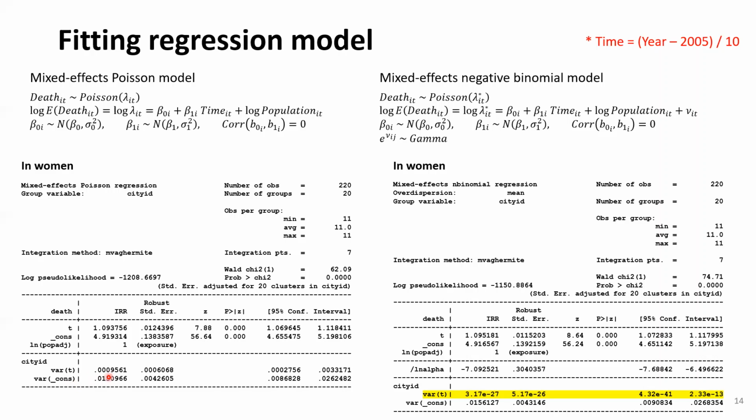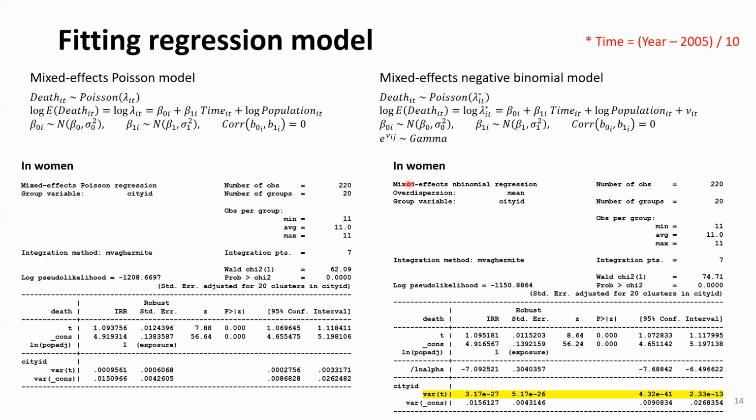Okay. But for the mixed effect negative binomial model, the random slope variance is very small, almost 0. So it means that there is no difference in slope across cities. This is something I noted from the negative binomial model. So we keep this in our mind.